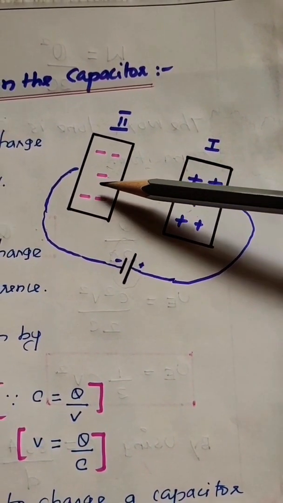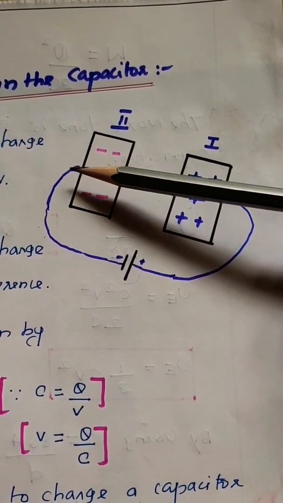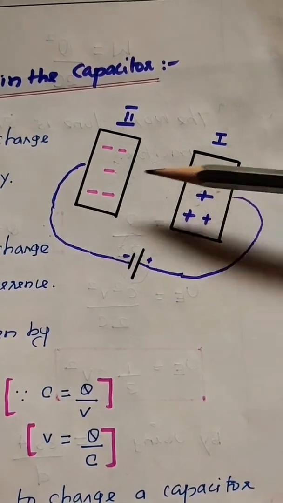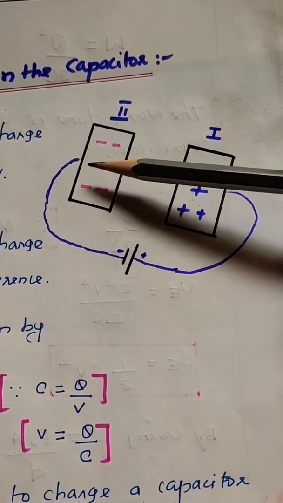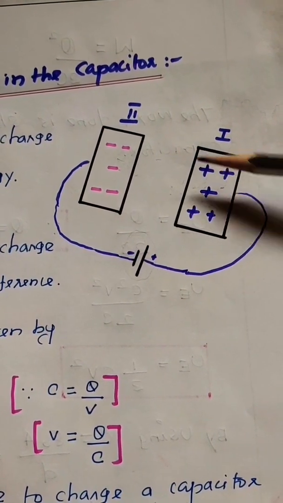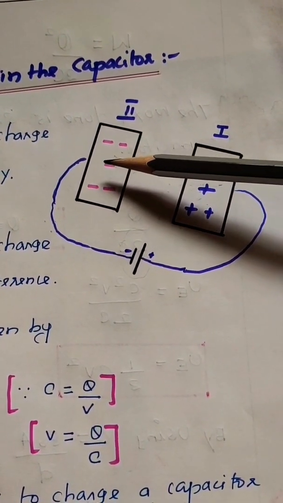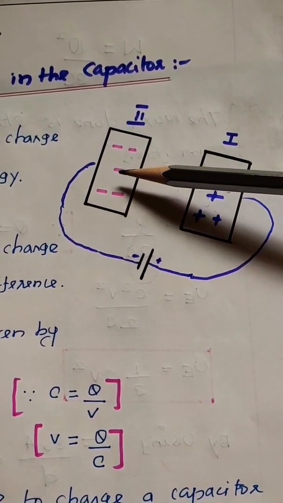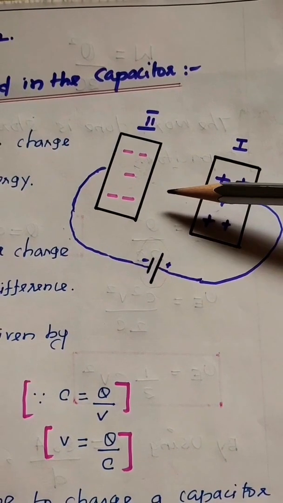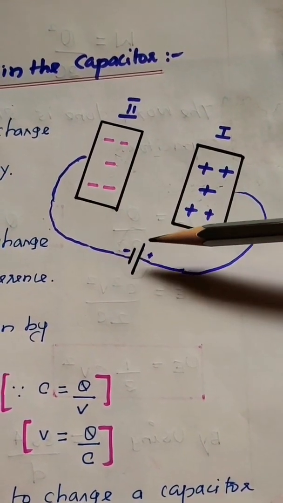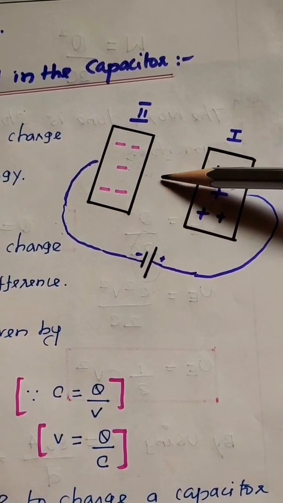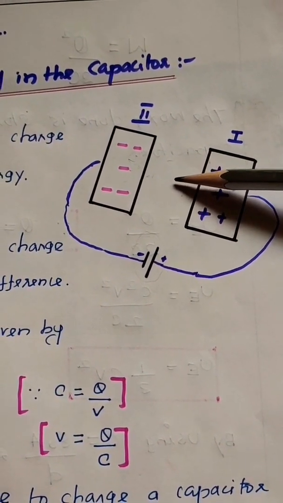The electrons transfer from metal plate 2 to metal plate 1. So some amount of charge is transferred from plate number 2 to plate number 1, and some work has been done. This work will be stored as energy in the capacitor, as electrostatic energy.